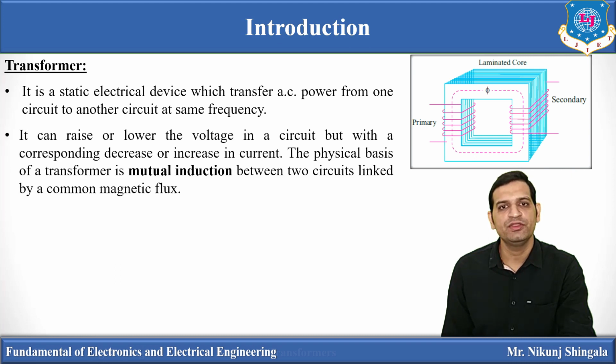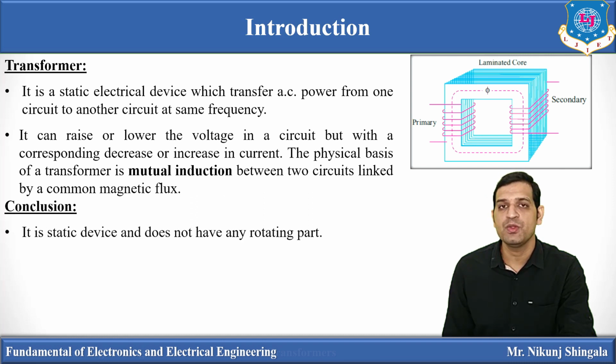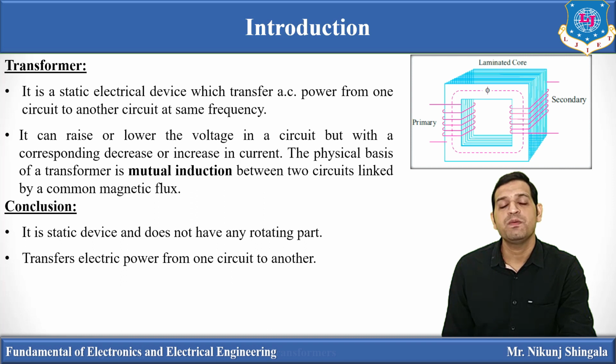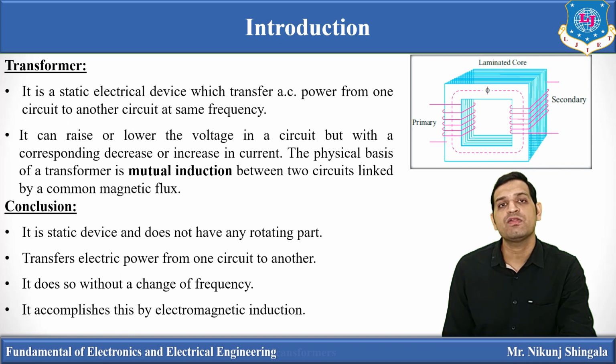It can raise or lower the voltage in a circuit, but with a corresponding decrease or increase in the current. It basically works on mutual inductance. It consists of two circuits, two coils, which are linked with the common magnetic flux. So from this, we can conclude that a transformer is a static device. It does not have any rotating part. A transformer transfers electric power from one circuit to the other circuit with the same frequency, and it works on the principle of electromagnetic induction.